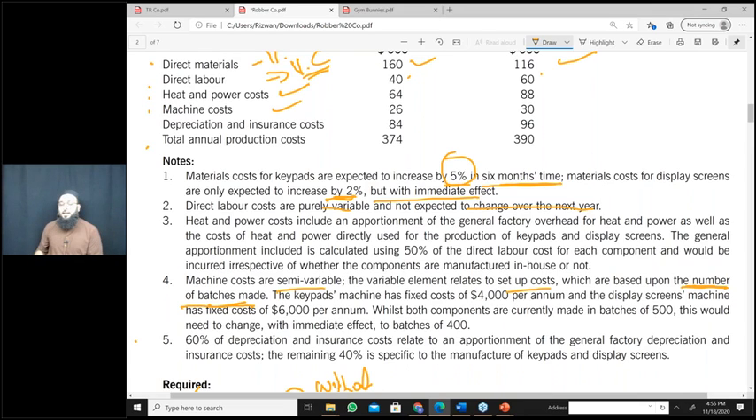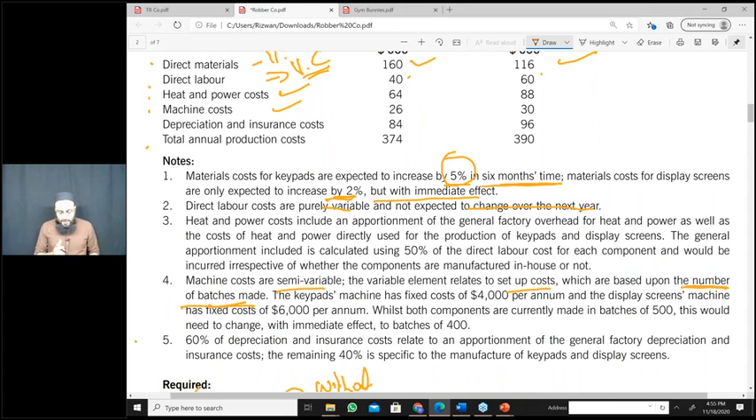Normally, we have seen that variable costs are per unit, right? Variable costs are ones that are dependent on number of units. Right now, in this case, it is not dependent on number of units, but it is dependent on number of batches. Okay, number of batches, right?